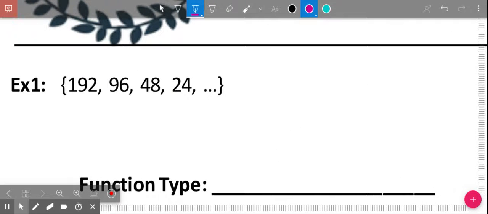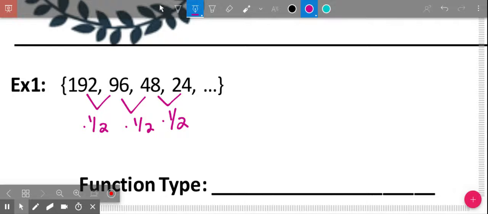If I look at this one, to go from 192 to 96, we don't want to say we're dividing by a number or anything because we are getting smaller. It's our natural instinct to say we're dividing. But remember, for our functions, we have to say we are multiplying by a fraction. So to go from 192 to 96, we are multiplying by 1/2. To go from 96 to 48, we are multiplying by 1/2. And 48 to 24, we're multiplying by 1/2.